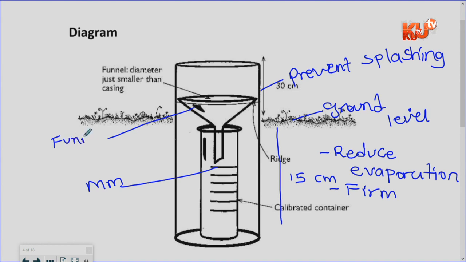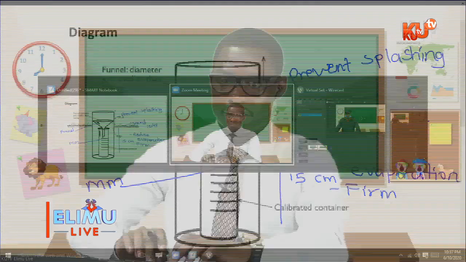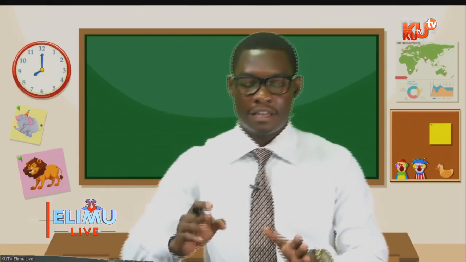So this is the funnel I was talking about. The funnel, as I had said earlier, should not be too wide, neither should it be too narrow. It should fit exactly inside. So that is about a rain gauge.